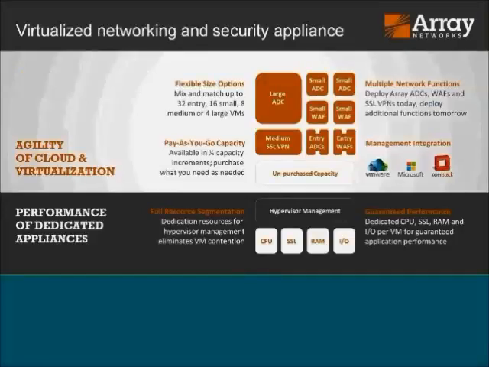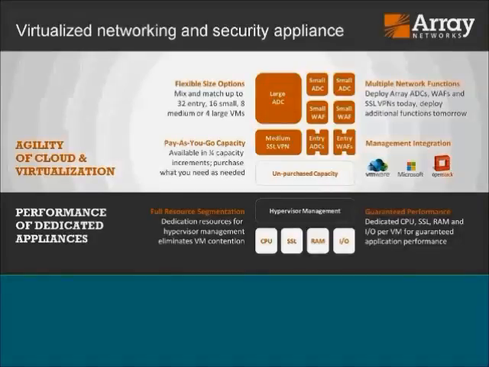I talked a little bit about this, the Array virtualized appliance. What this graphic here represents, as I said earlier, is the agility of cloud and virtualization with the performance of dedicated appliances. Just the way that the Nutanix is a platform, this is a platform here. And if you had, let's say, 2, 3, 4 Nutanix appliances, but then you had 1 or 2 of these Array AVX appliances, you could use the Array AVX appliance as that dedicated appliance to run virtualized app delivery and security functions. So, looking at this graphic here, you're able to do flexible size options.